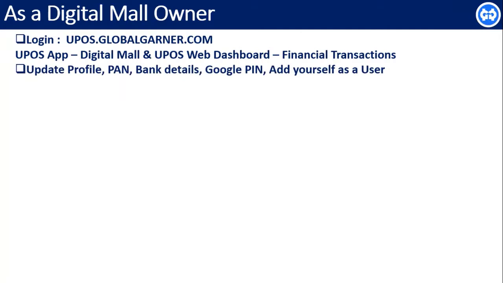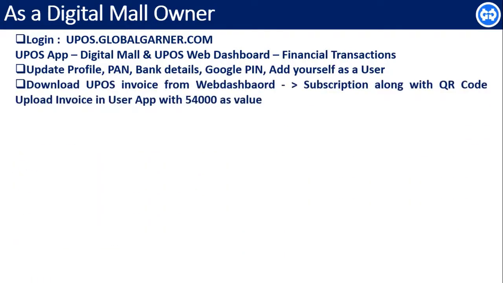Next, you need to update your profile: PAN, GST if you have one, bank details, Google PIN, and add yourself as a user. Just now Mr. Kishore was also reminding about that. You need to update your full name and your address. At times it picks it up from the user app, but it's your duty to click. I'll also give a demo. This is the first work you need to do.